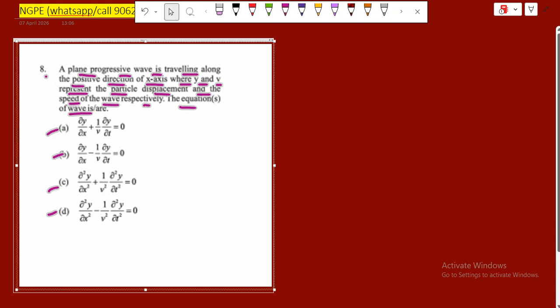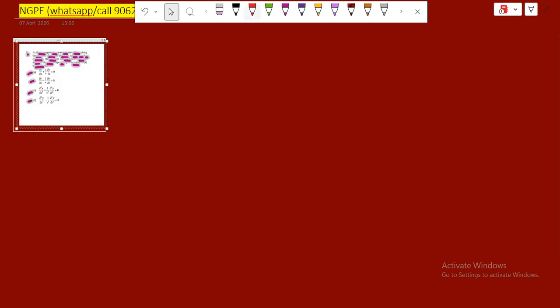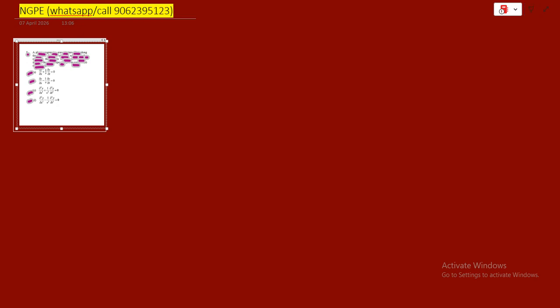Look at the question first. It says the wave is moving in the positive x direction, right? Now in physics, direction is everything. If you go the wrong way in a wave equation, you don't just get the math wrong, you will end up in a parallel universe.